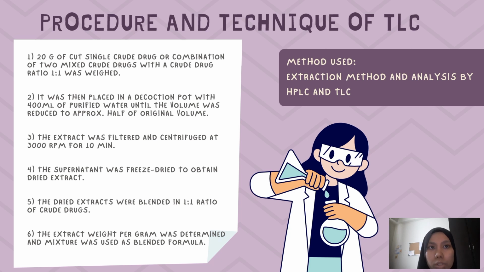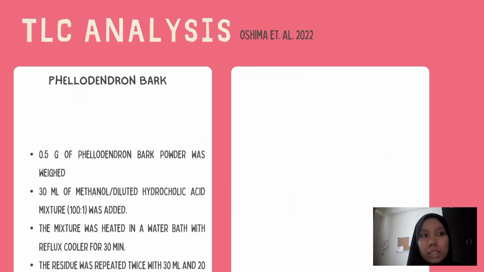And then the extract was filtered and centrifuged at 3000 rpm for 10 minutes, and we got the supernatant. The supernatant was freeze-dried to obtain dry extract. The dry extracts were blended in a 1:1 ratio of product. And the last one, the extract weight per gram was determined and the mixture was used as a blended formula. The method used in this research paper is the extraction method, and the analysis is by HPLC and TLC.